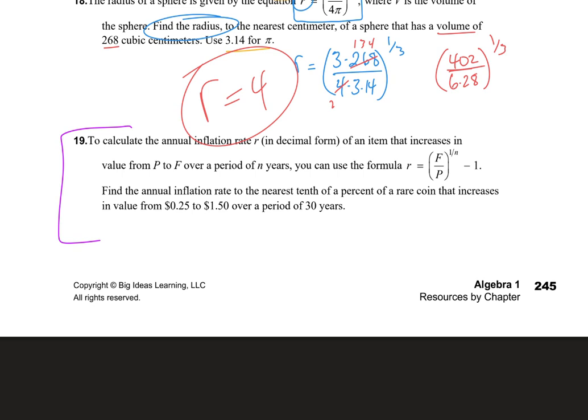So we know where does that go versus where does that go. Well, check this out. From P to F over a period of n years. There's 30, so that's n. This is easy peasy. We got this. So R equals $1.50 over 25 raised to the 1/30 power minus 1.